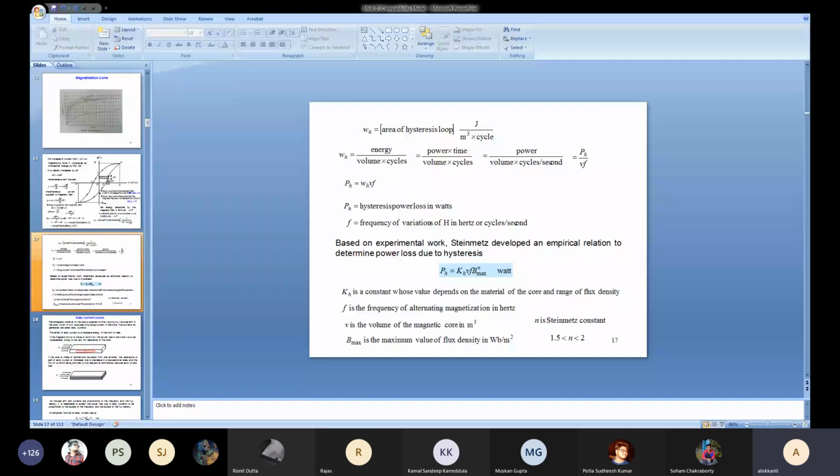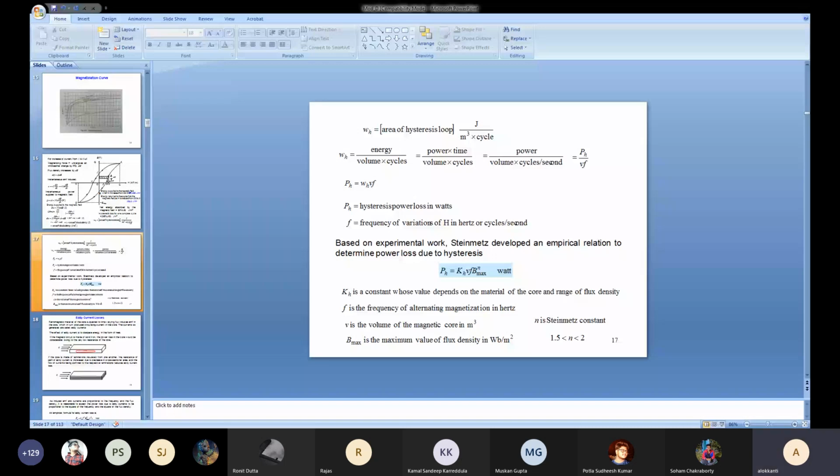Okay, so this n is known as the Steinmetz constant, and its value varies from 1.5 to 2. So given a particular material, the value of n will be given. So that is the hysteresis loss expression, which we discussed in detail in the previous class, and which happens when a piece of iron is simultaneously magnetized and demagnetized, or magnetized in the opposite direction, and so on. Okay, so the entire phenomenon we saw in the previous class.